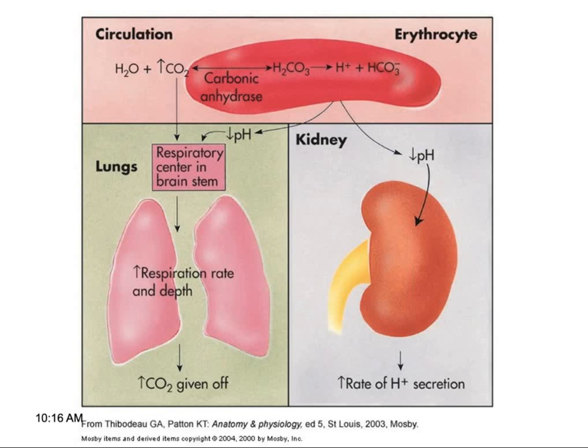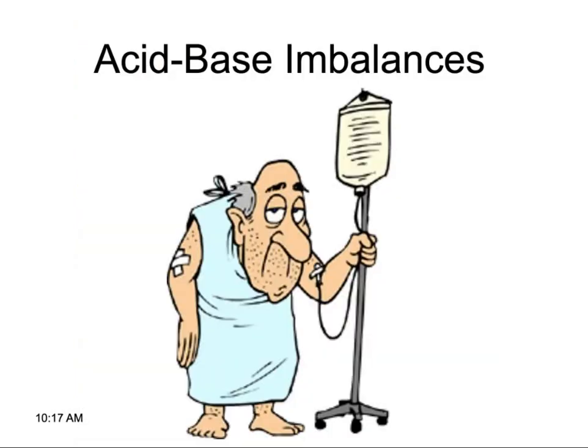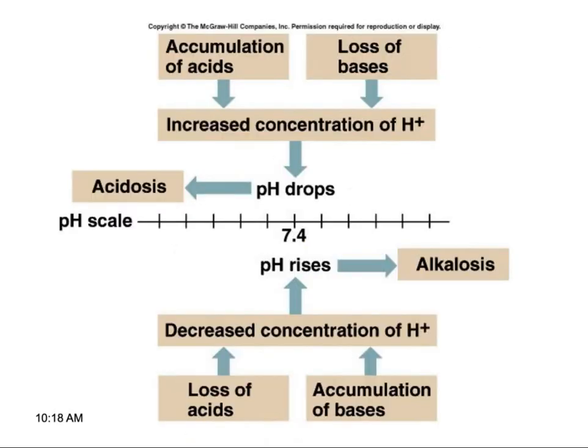So this diagram summarizes the three mechanisms: the chemical buffer within circulation through buffers, then the physiological buffers happening at the level of lungs and the kidneys. So let's move on to the main topic of the session today, which is acid-base imbalances.